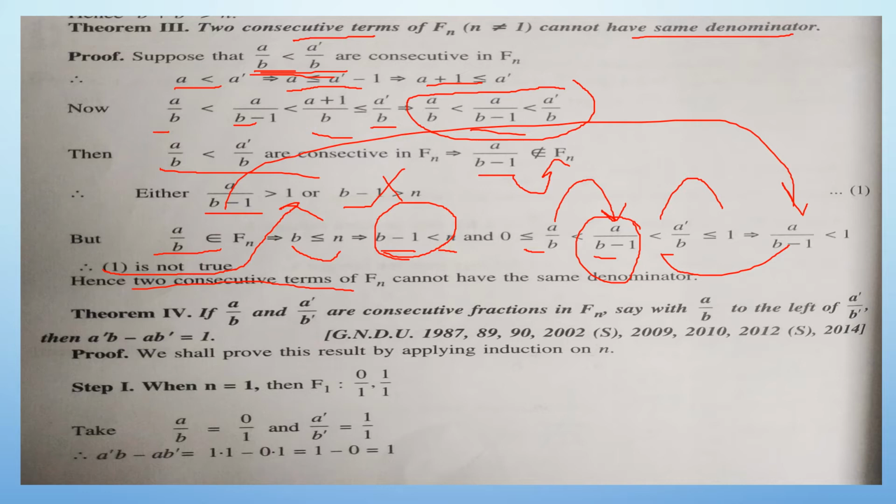Theorem number 4. If we have two consecutive fractions in a Farey sequence Fn, with a upon b to the left of a dash upon b dash, then we have to show that a dash b minus a b dash, the difference of these terms, is always equal to 1. Very easy to prove. We will use mathematical induction here. Let us start with n equal to 1. F1 has two fractions, 0 by 1 and 1 by 1. This is a upon b, this is a dash upon b dash. If we take this difference, it is always 1. Very simple to prove.